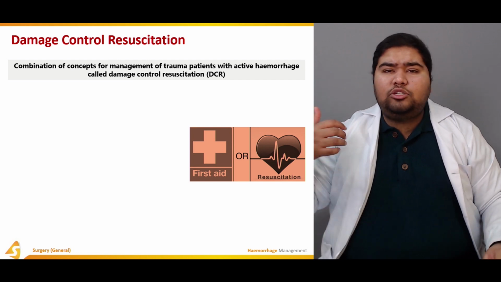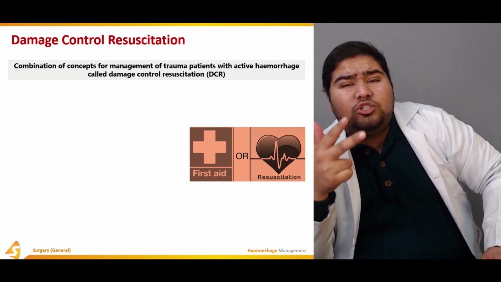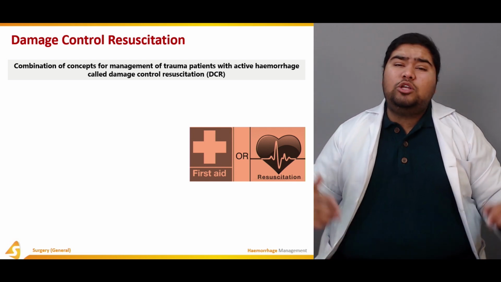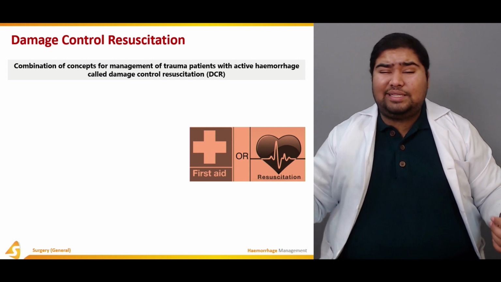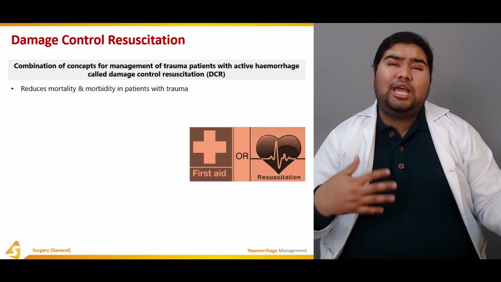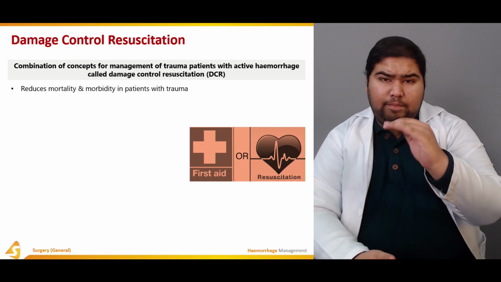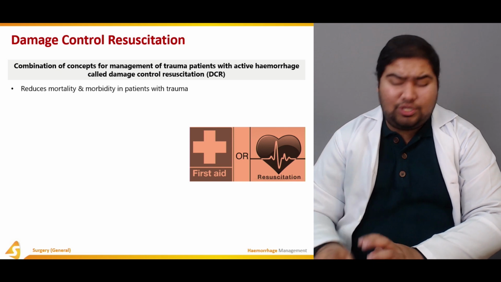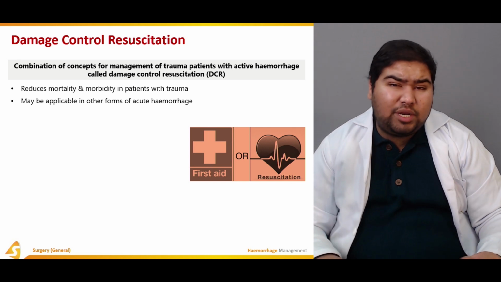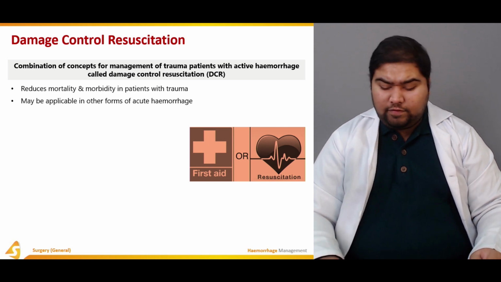In resuscitation, you're ensuring the endpoints of resuscitation are met. You're ensuring there are no complications. You're ensuring sufficient fluids are given to your patient. You're ensuring you're monitoring your patients adequately. So you're damage controlling and resuscitating at the same time, and this combined approach is known as damage control resuscitation. It reduces the mortality and morbidity in patients with trauma, obviously, because you're giving the best care to your traumatic patient. It may be applicable in other forms of acute hemorrhage as well. This is primarily used in war zones, but you can also use it in other forms of active hemorrhage.